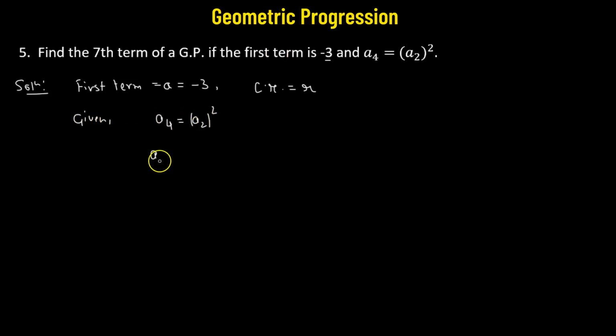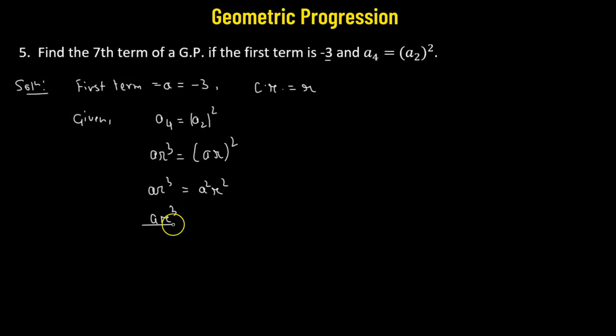Given that the first term is already given, the fourth term equals the square of the second term. So fourth term means we have ar cubed. So this is equal to the square of the second term. That means (ar) raised to the power of 2. So ar cubed will be equal to a squared r squared. So we can divide both sides by a squared r squared.